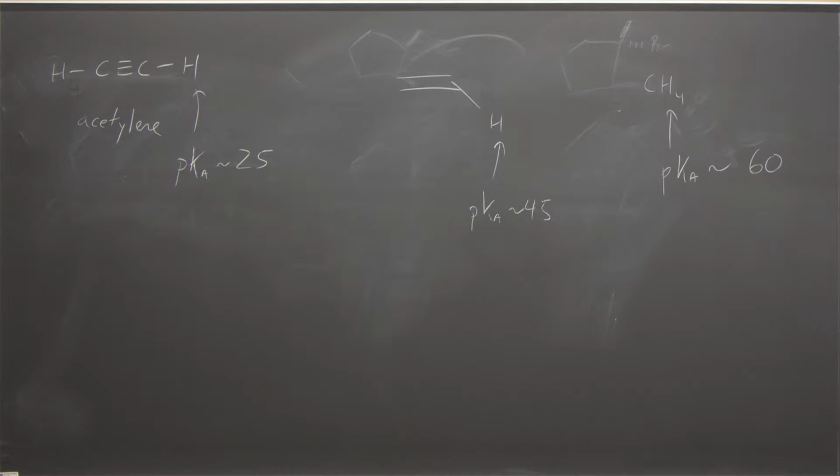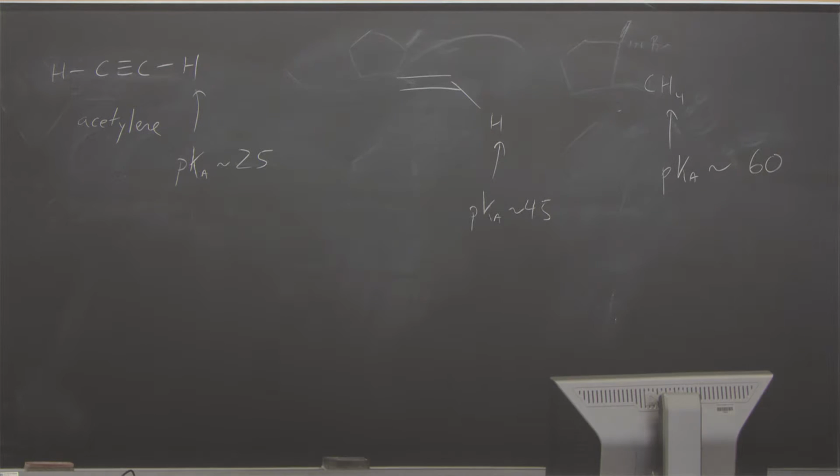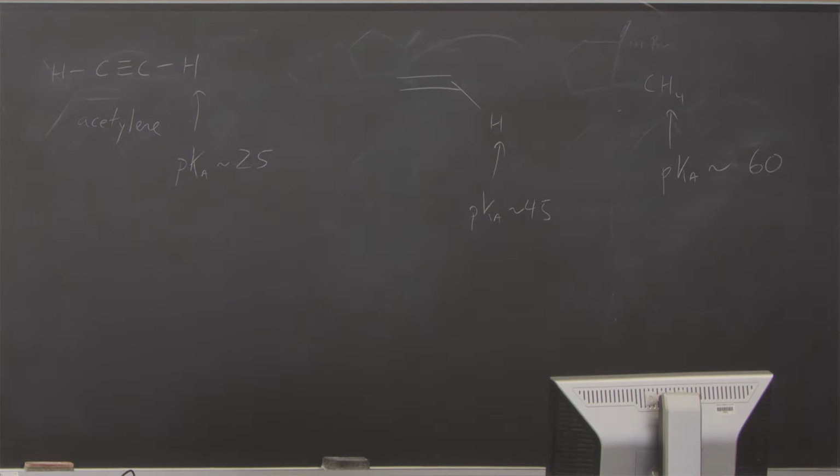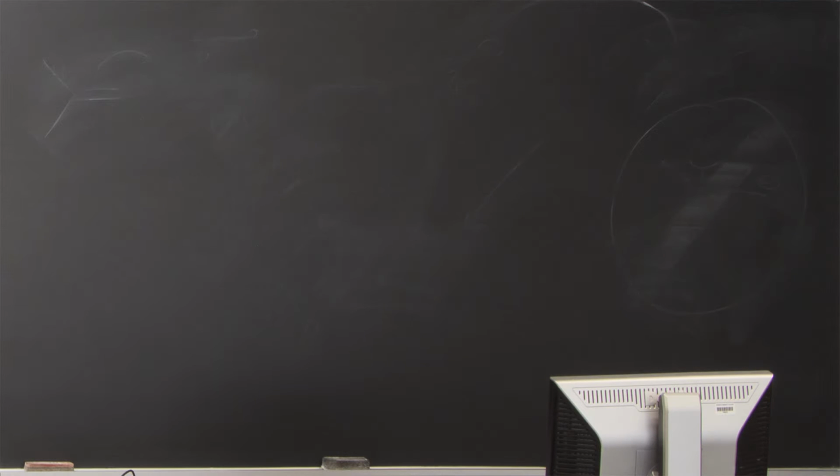When we're looking at alkenes, the situation is not a whole lot better. We're still looking at pKa's in the 40s, usually around 45 for a simple alkene. Again, are there bases that can do this? Yes. Would you want to use them in regular use? Absolutely not. So, not exactly ideal.